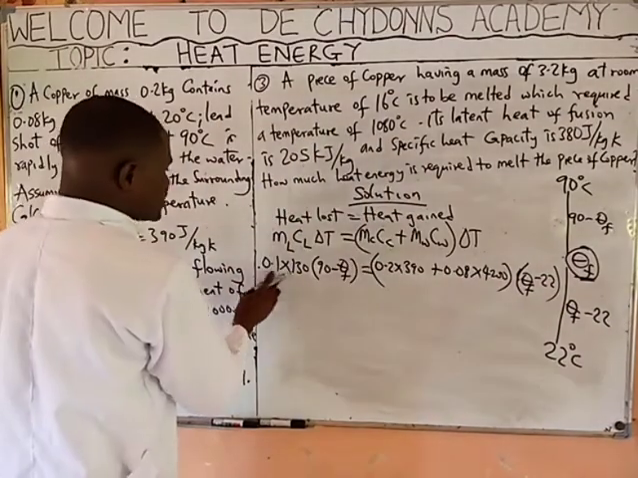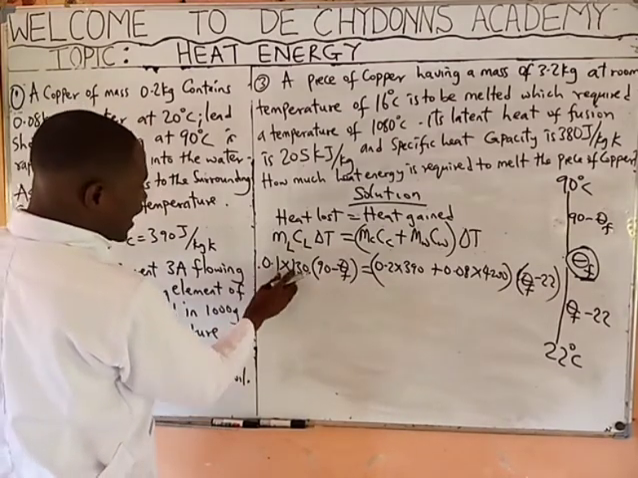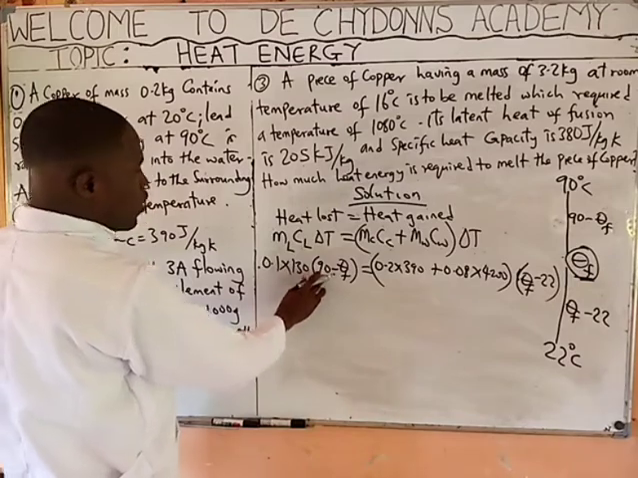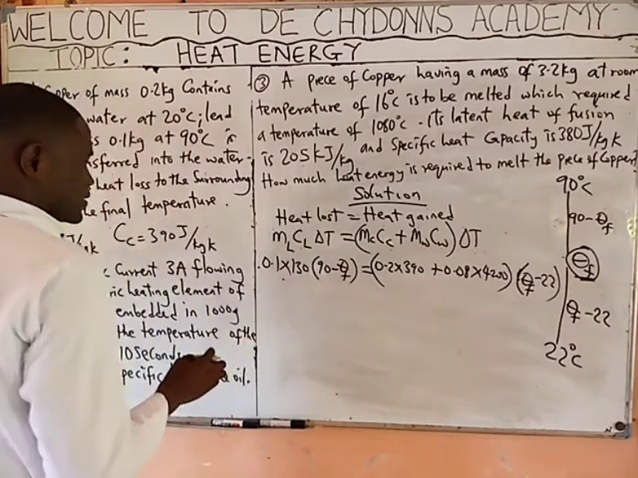So this times this will be giving us 78. This times this will be giving us 336.